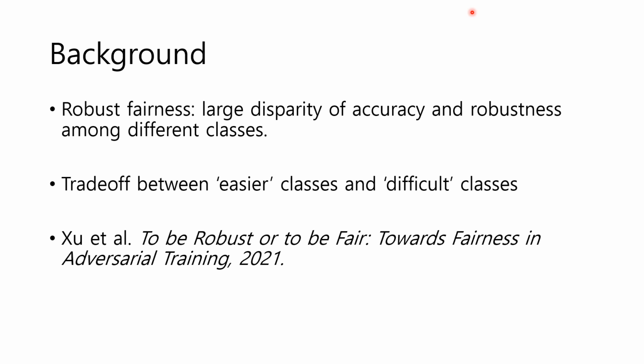But some models happen to be good at classifying some classes, but extremely poor in others. Then this model is said to be unfair. In the paper, to be robust or to be fair, the paper addressed this kind of phenomenon, and they gave a framework to solve this problem by adding constraints to the robust error difference between classes, so that the performance difference between classes is not too distinct. So that they are not too large.